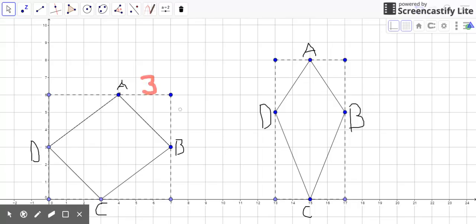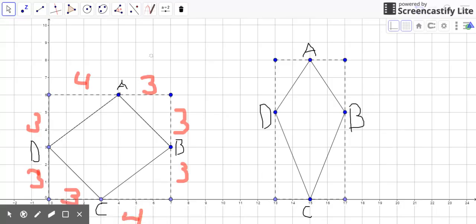This is 3, this is also 3, 3, 4, 3, this is 3, 3, and 4. Now what you're going to do next is use the Pythagorean theorem to find C, which is the length of each line of the shape.